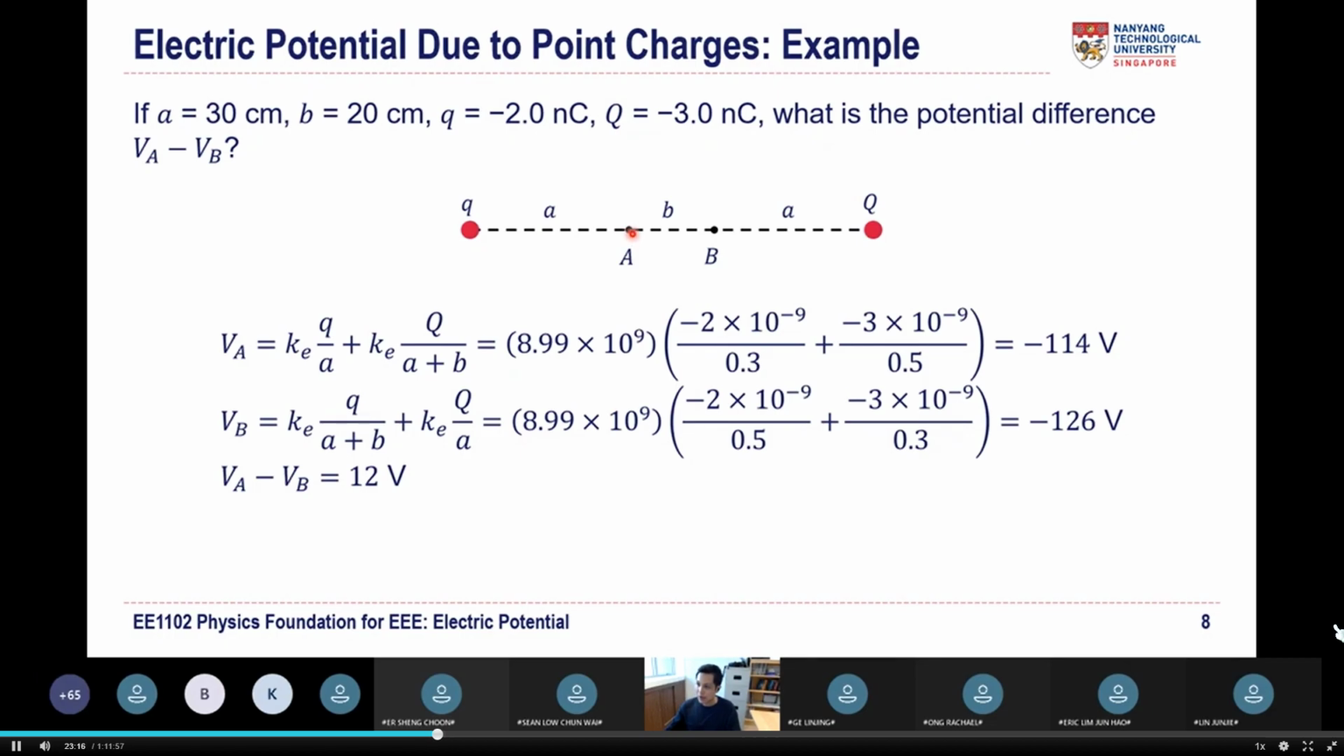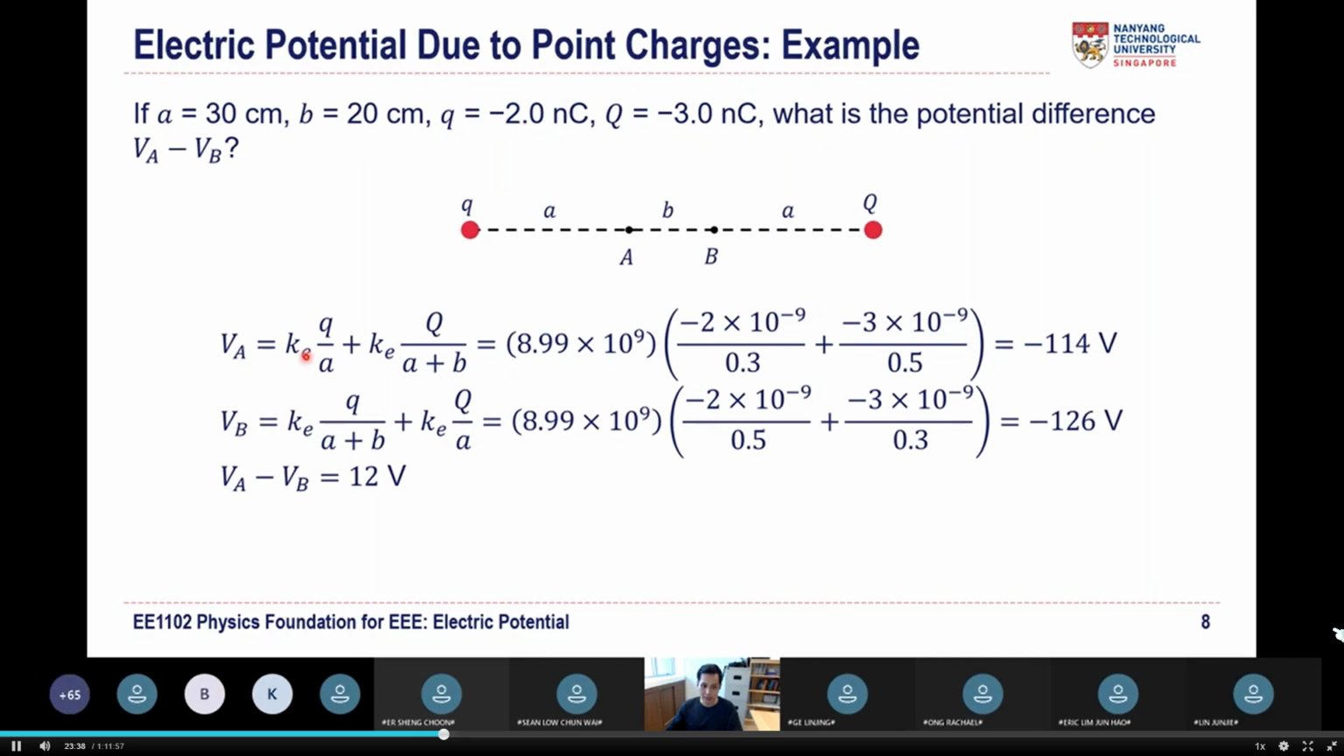And how many charges are affecting the electric potential at point A? There are two charges. So you need to calculate the electric potential due to the small q on A, and calculate the electric potential due to big Q on A. And then you add them together. Okay, so this is what I did.